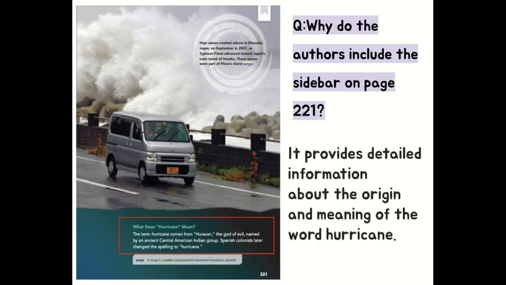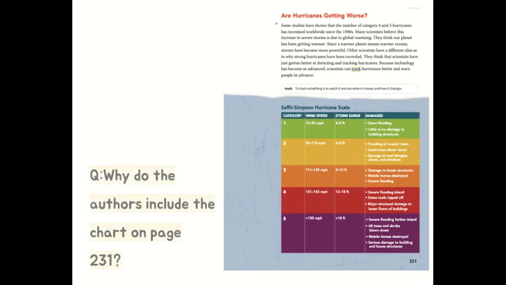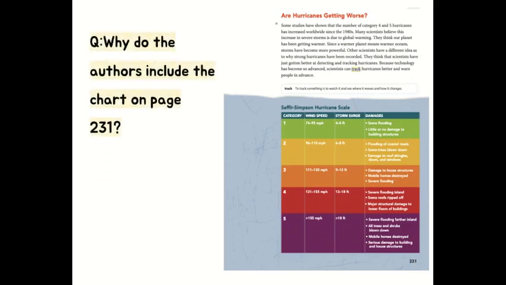Then I would display my answer. The sidebar provides detailed information about the origin and meaning of the word hurricane. I would ask students if my answer matches the sidebar on page 221 and get their responses. You could either do this with a thumbs up, thumbs down activity, or a poll in your classroom, any way that you choose. I would do the same thing for the second question.